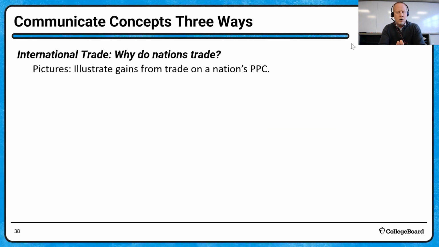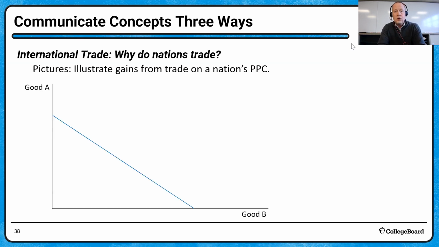All right, so we've done the words, we've done the numbers. Now let's look at pictures. How, when, and where do we show the gains from trade on a graph? The only graph we really have that can demonstrate this is going to be our PPC. What's difficult, however, is that the PPC shows production. It shows output. It doesn't show those gains in terms of consumption.